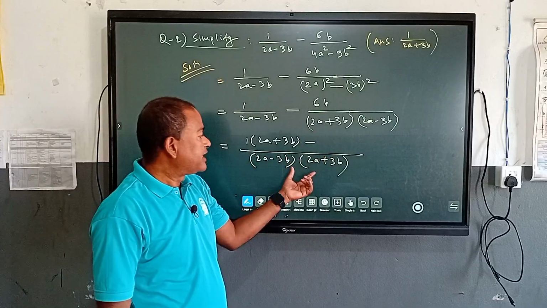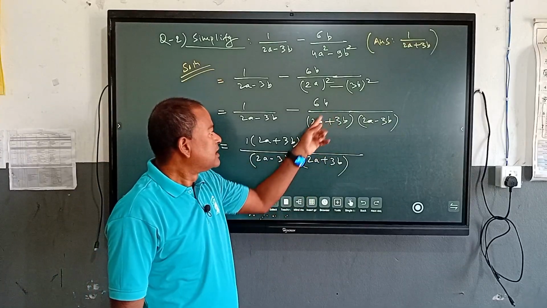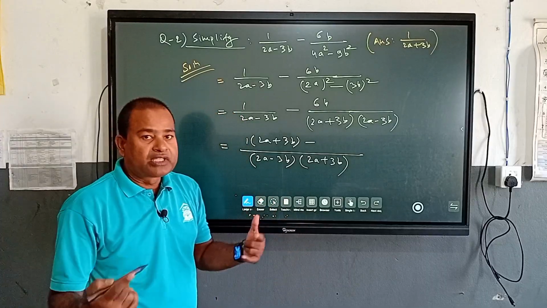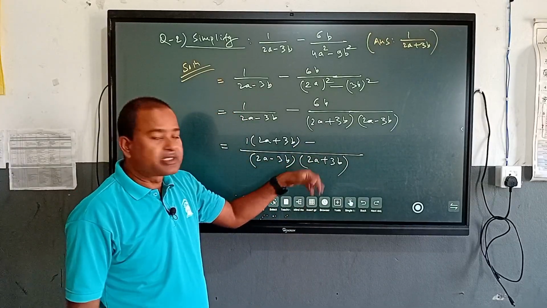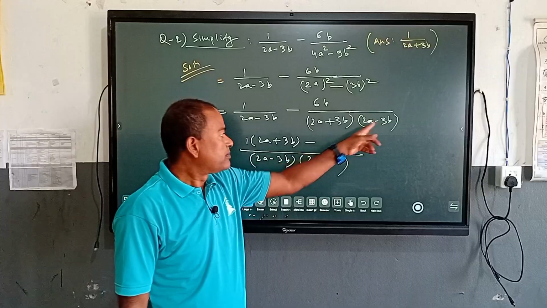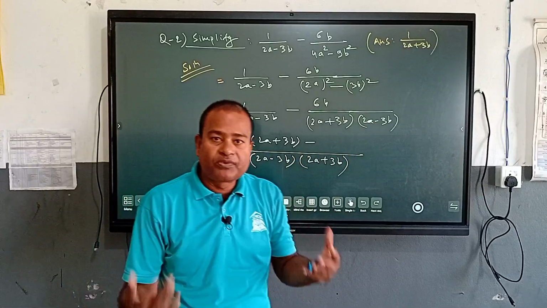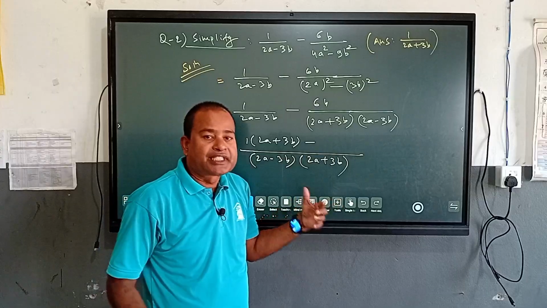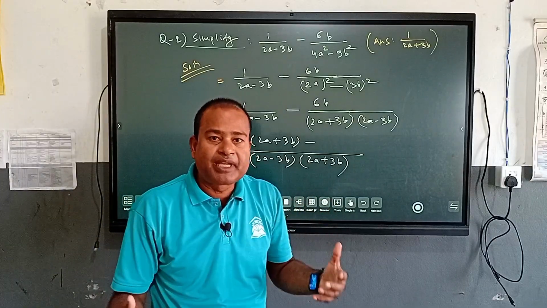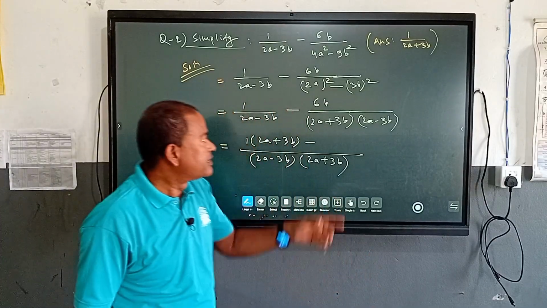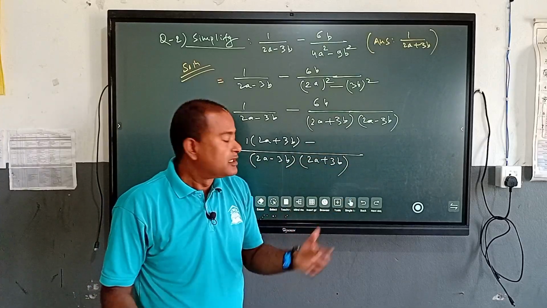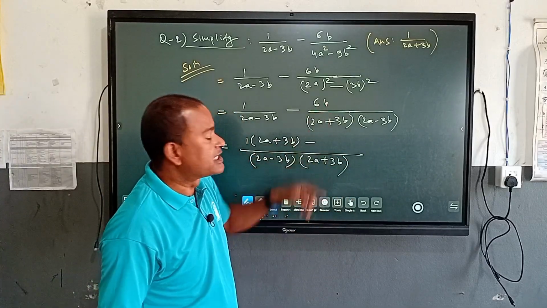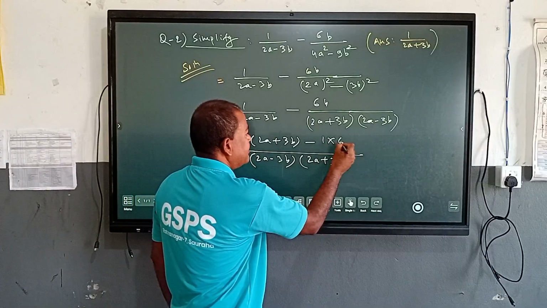Now if we divide the LCM by the denominator of the second rational expression, then we get 1, because 2a plus 3b will cancel, and 2a minus 3b will also cancel, because the LCM and the denominator are the same. So we get 1, and 1 times 6b, we get 1 times 6b.